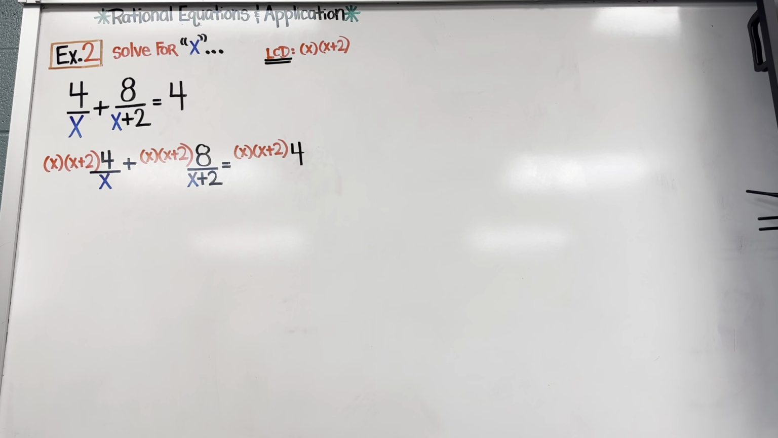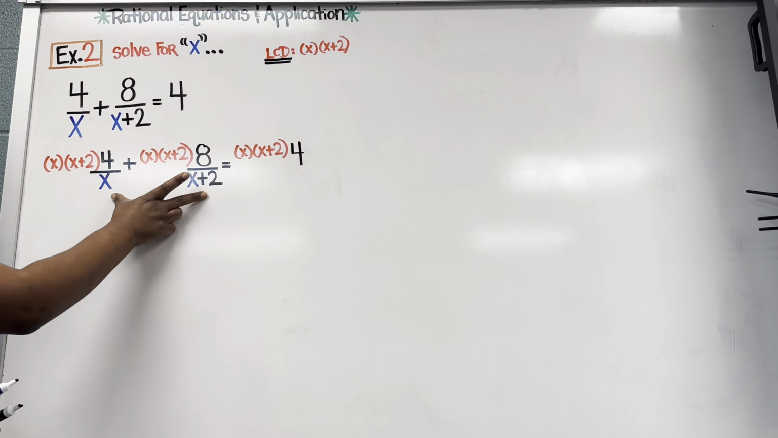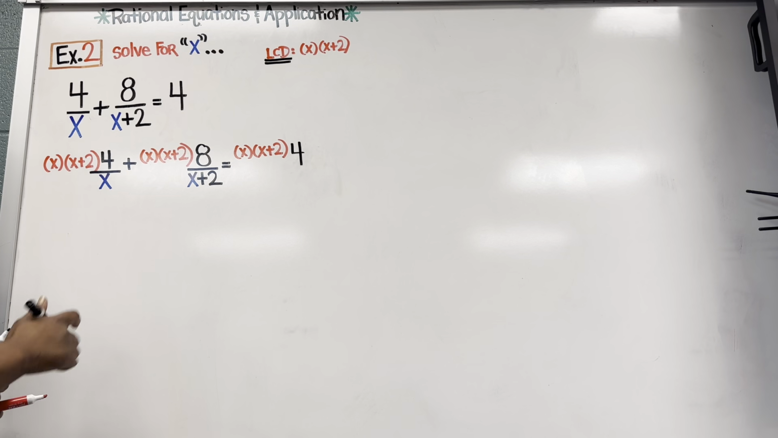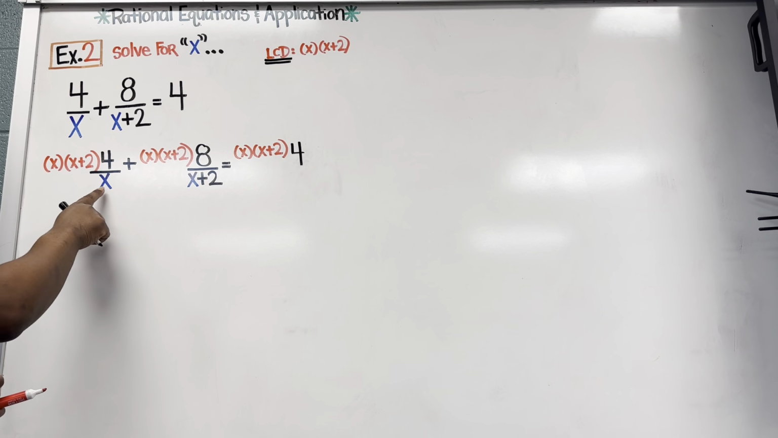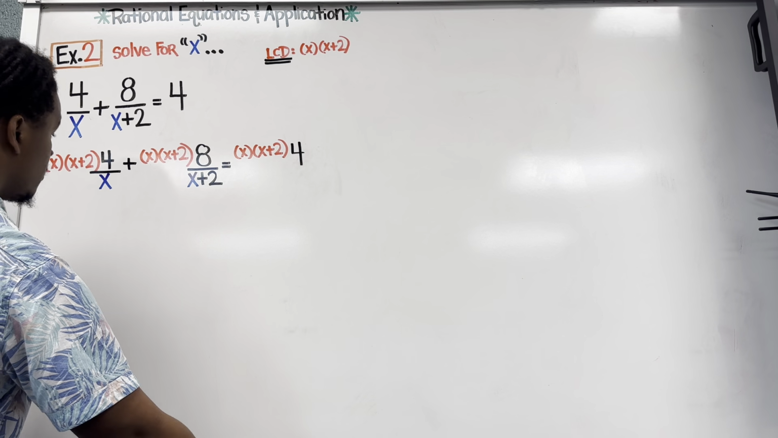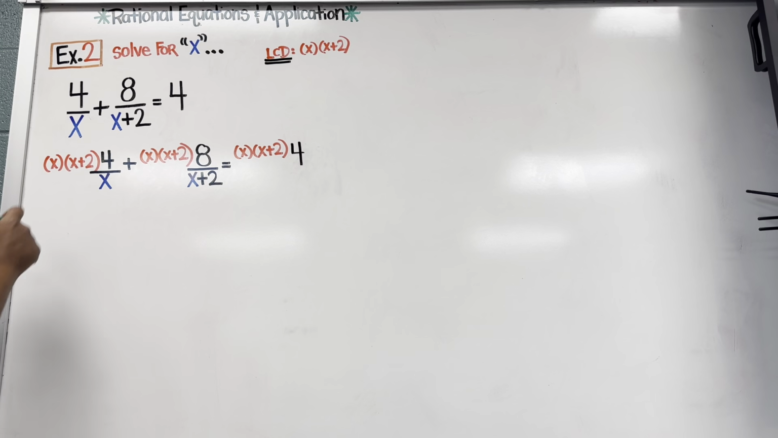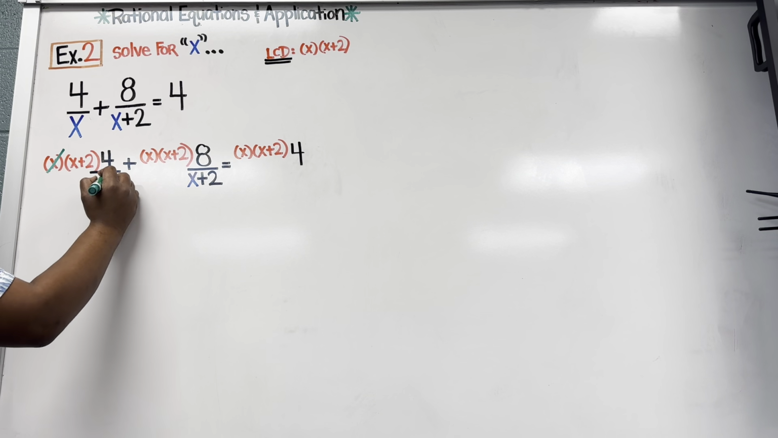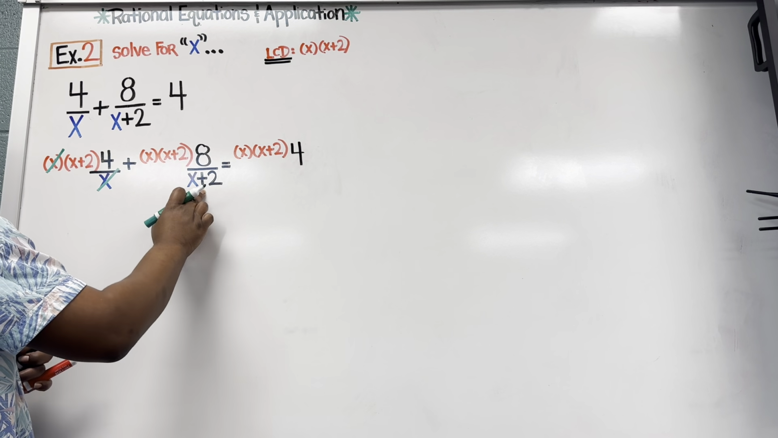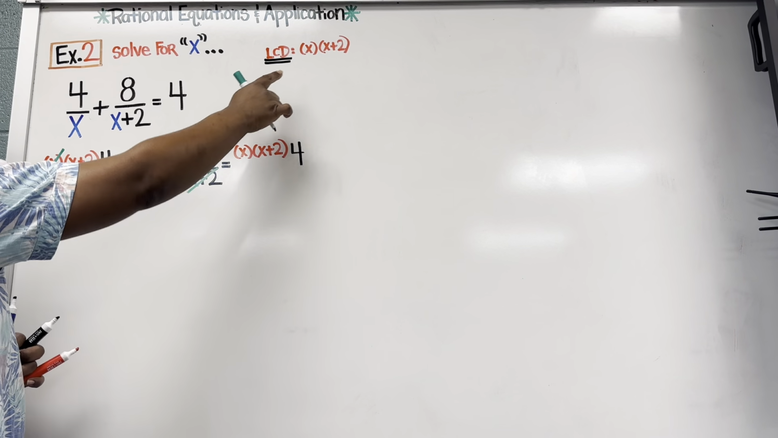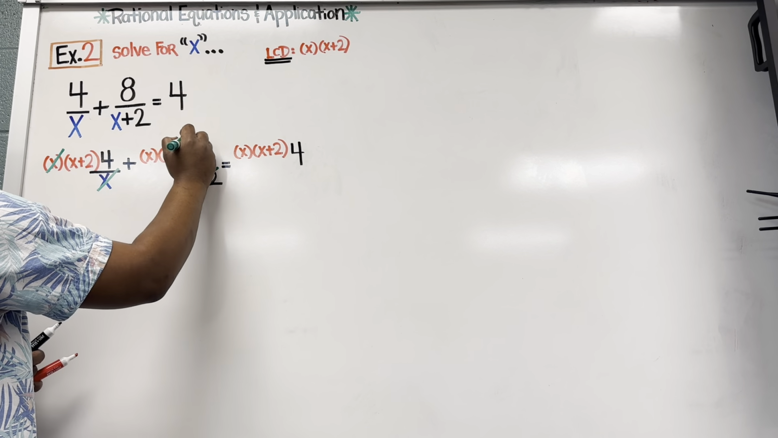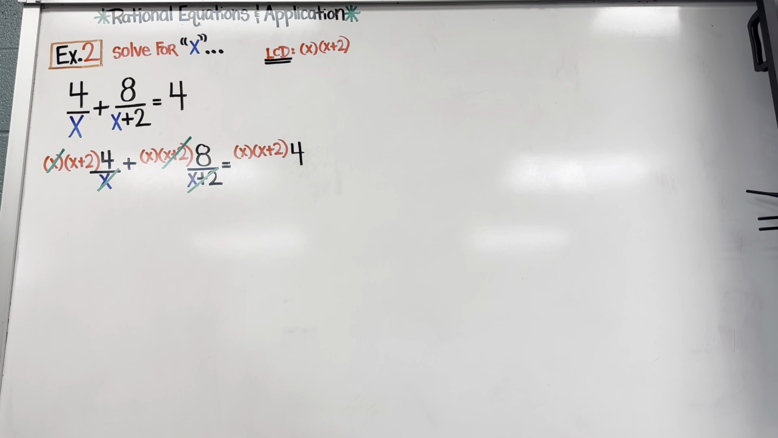Now, if you notice, especially with these two fractions, there's an x in the LCD and we have a denominator of x. So x divided by x is just 1, and we can cross out this x of the LCD with the denominator of x. This fraction has a denominator of x plus 2, and x plus 2 is part of the LCD. So x plus 2 divided by x plus 2 is 1, so we can just cross that out.